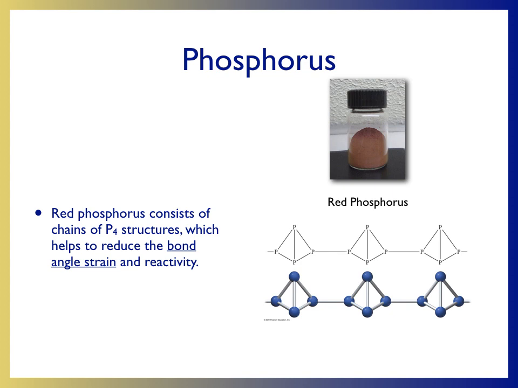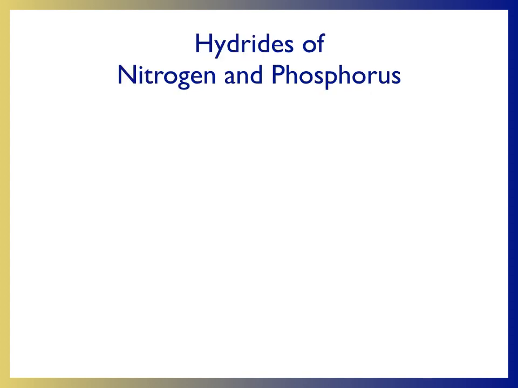In order to look at some of the differences in reactivity between phosphorus and nitrogen, we're going to take a look at some of the compounds that nitrogen and phosphorus form. Most elements tend to form compounds with hydrogen and with oxygen. So we'll look at the hydrides and oxides of nitrogen and phosphorus as a comparison. Let's first take a look at the hydrides. The simplest hydrides that nitrogen and phosphorus can form are NH3, or ammonia, and PH3, which is phosphine.